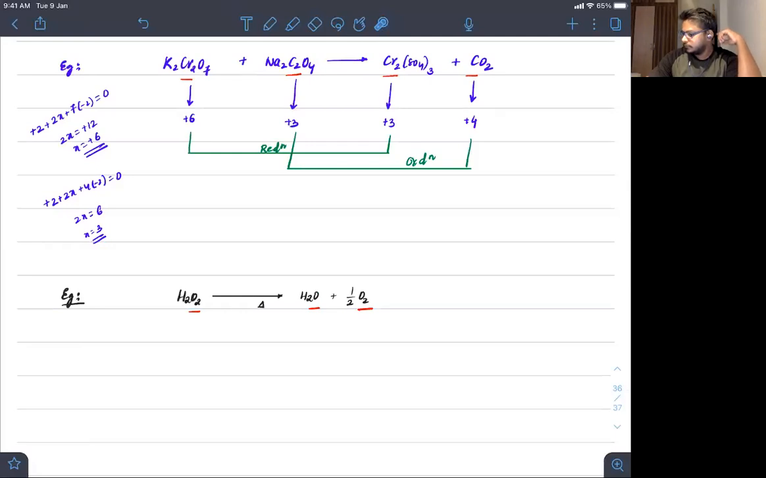Sir, hydrogen is +1 or -1? That you should know, na? Don't ask me, check your notes. Hydrogen is connected with what, beta? Oxygen, right? Is oxygen metal or non-metal? Non-metal. So what is the oxidation state of hydrogen? +1, right?